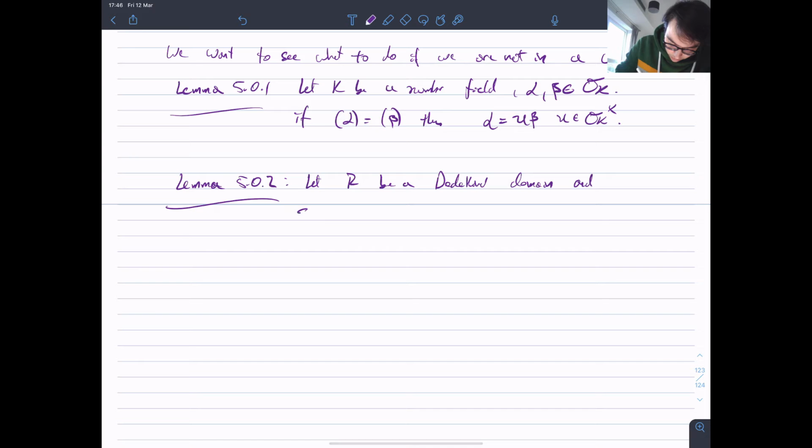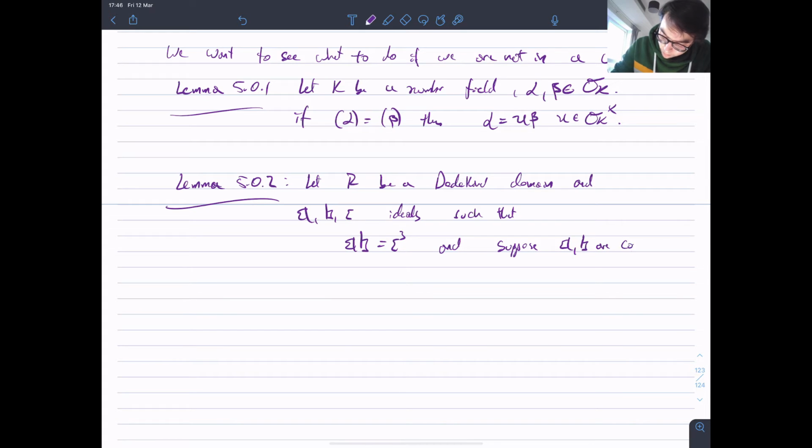And let's take A, B, and C ideals such that A times B equals C cubed. And let's assume that A and B are co-prime, i.e., remember what this means in this case. Well, we have either GCDs, or in this case, it also just means that if you sum them, they give you 1.